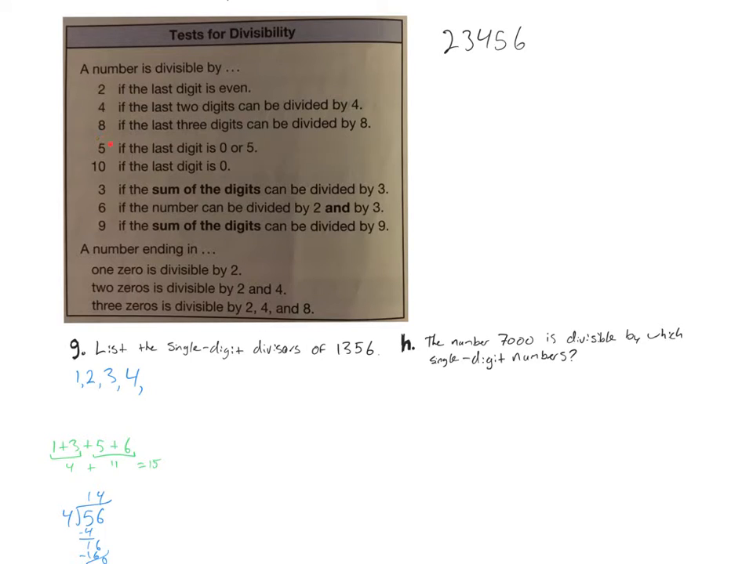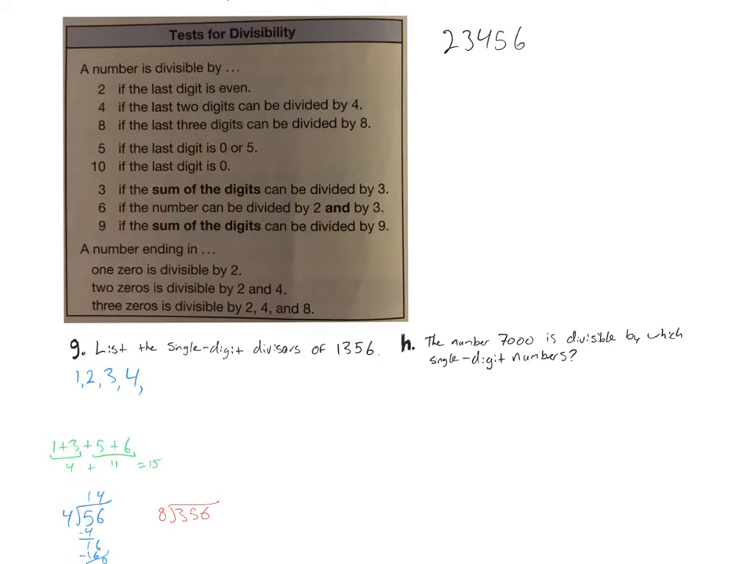For 5, it says if the last digit is 0 or 5. This is not a 0 or a 5, so I would not put 5. This is not a 0, so I would not put 10. 7 doesn't have a nice one, a nice way to check. 8, if the last 3 digits can be divided by 8, so we could check that one. So I'm going to say 3, 5, 6. Can that be divided by 8?